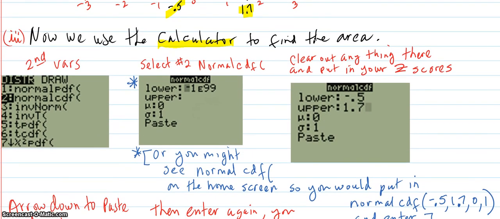Alright, so anyway, we do second vars to get that distribution menu, and you're going to choose the normal cumulative distribution function, the normal CDF, and it comes out looking like this. What you do is you clear that out and put the lower as negative 0.5 and the upper as 0.7. So you are putting z-score info in here, not raw score. You could put raw score, but you should be thinking about z-scores, standard scores. Z-score info goes in here.